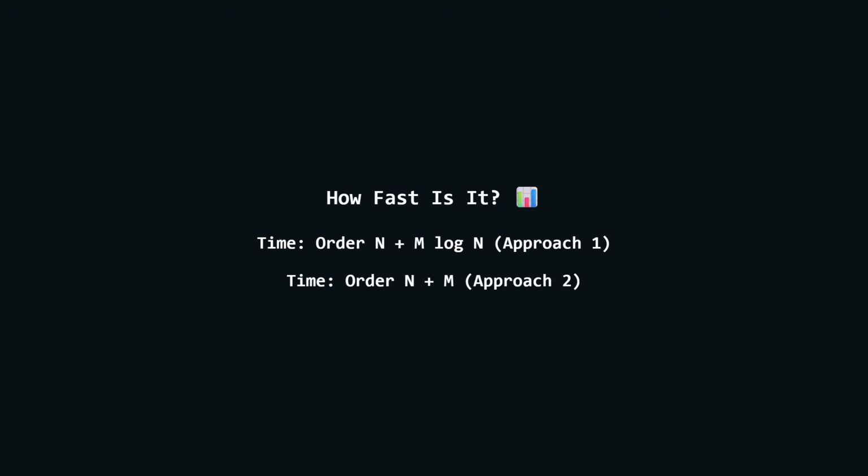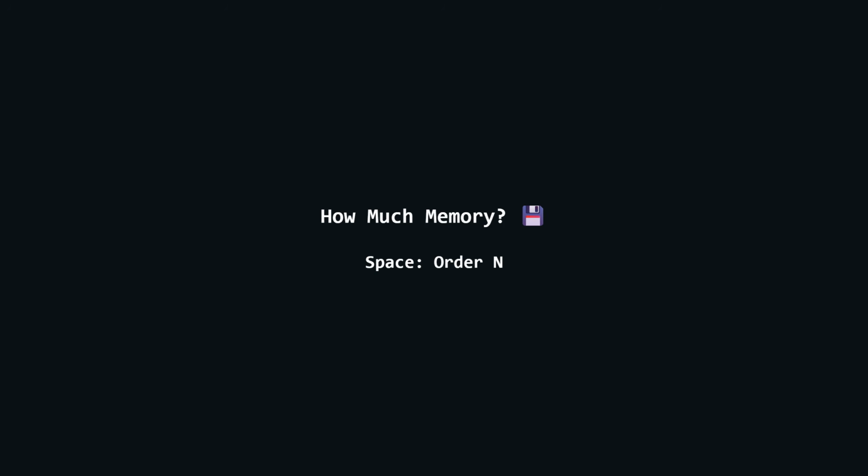So how fast are these? For the first approach, the time complexity is order n plus m log n, where n is the list length and m is the number of queries. The second approach is slightly faster, at order n plus m. Both approaches use the same amount of memory. The space complexity is order n, because we have to store our dictionaries and helper arrays.